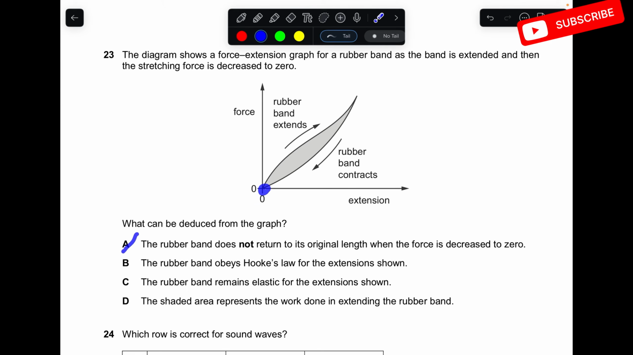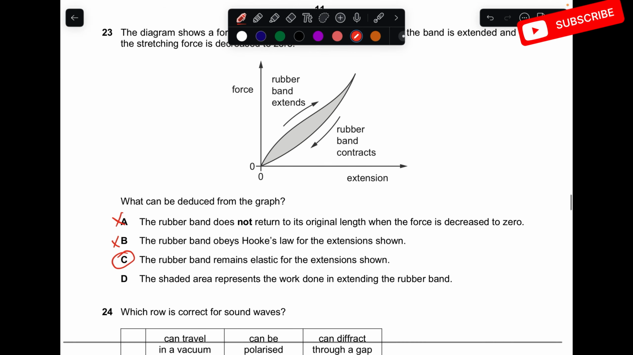So this is wrong. In B, the rubber band obeys Hooke's law for the extension shown? No. For Hooke's law, it should be a straight line. C, the rubber band remains elastic for the extension shown. Yes, it is elastic, because it's coming back to the original shape. And D, the shaded area represents the burden in extending the rubber band. No, the shaded area shows the energy lost during this process, not the burden.